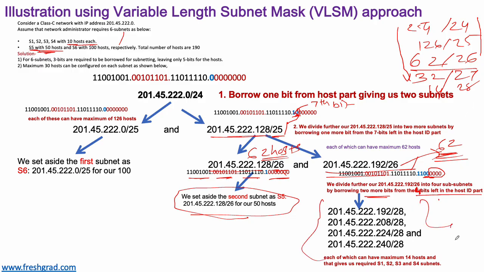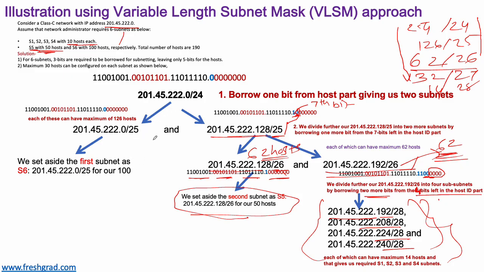So this meets our requirement, right? Now we created four equal subnets. 201.45.222.192. This is one subnet. This is second. This is third and fourth. We meet our requirement. So this is how we create 6 subnets from one network.